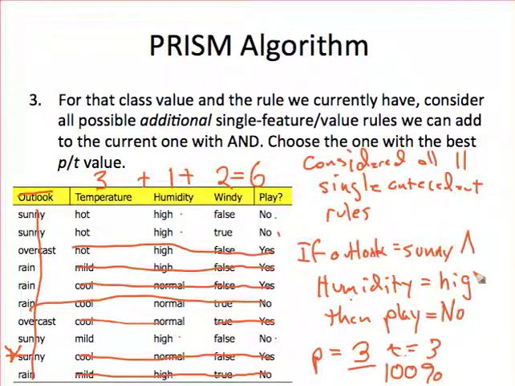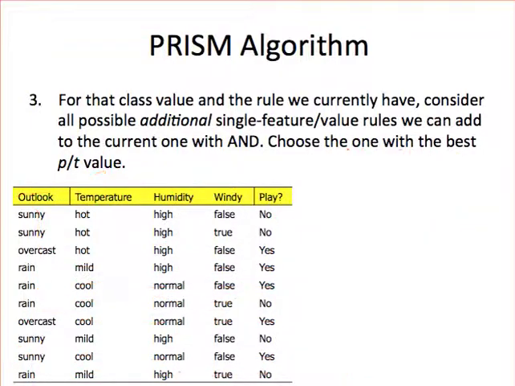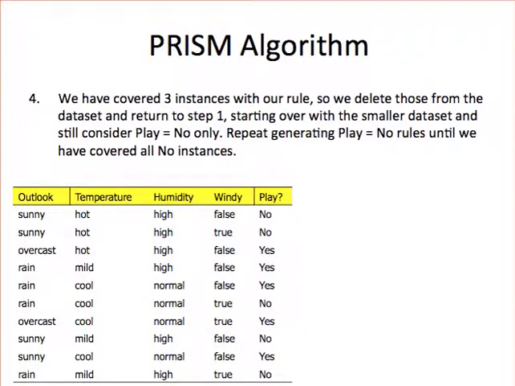And so now we have a rule that's 100% accurate. And so what PRISM does is then, oh, it's going to stop. We have a rule that we're going to keep. And so at that point, we need to go to the next step of the algorithm. And we kind of have to start all over a little bit with PRISM.